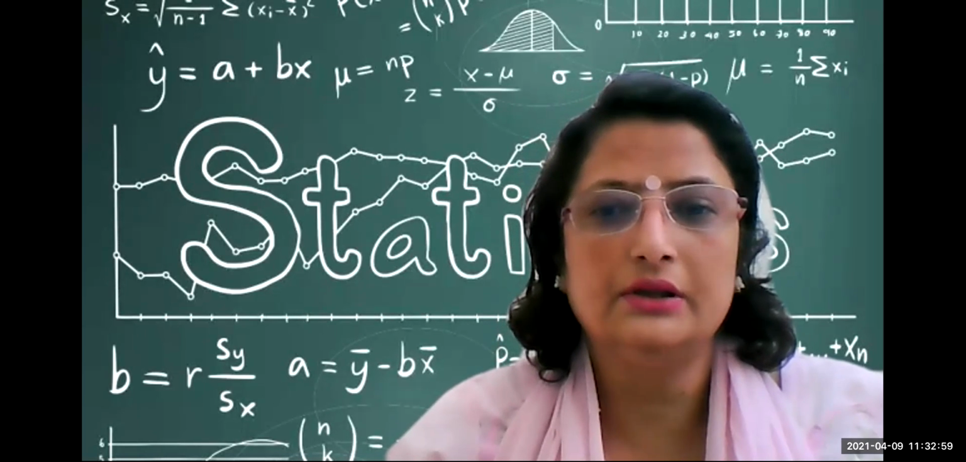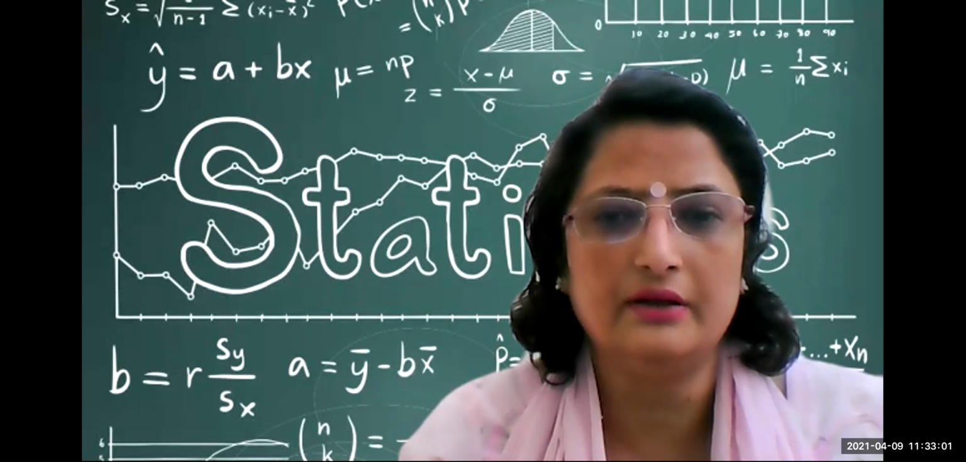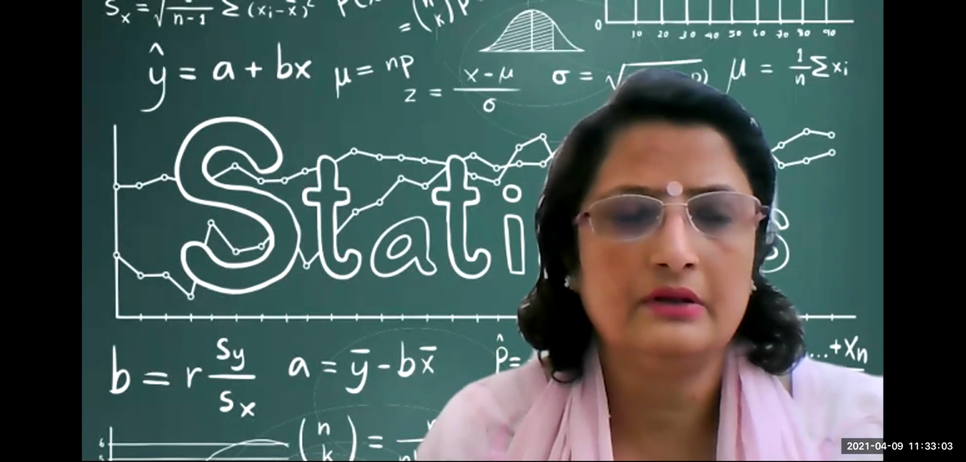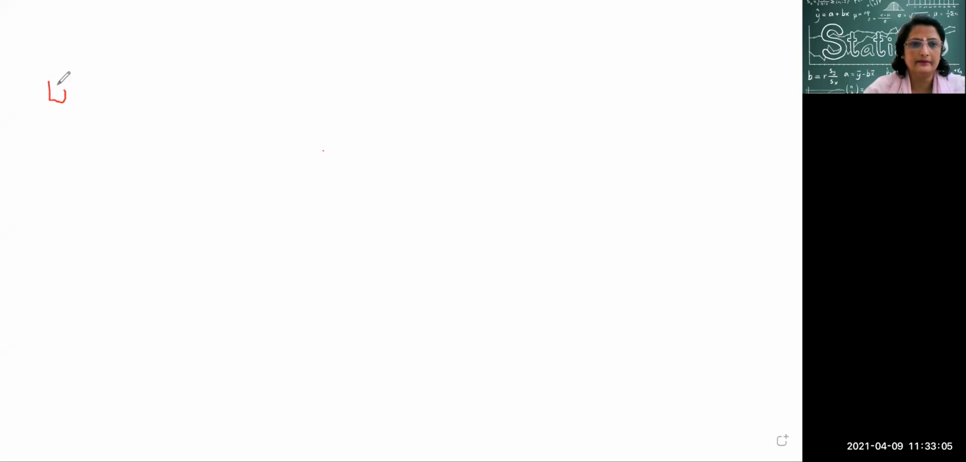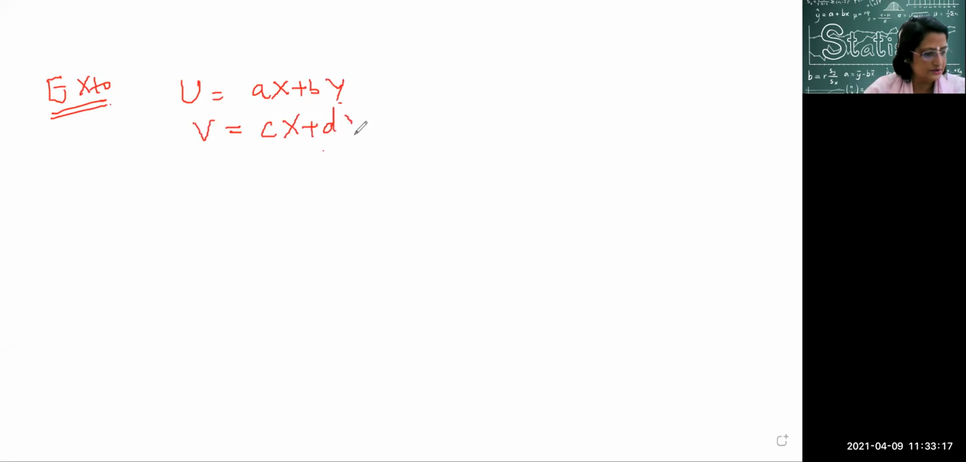So now we will do the next question, next theorem or example related to correlation coefficient. Now we are given u is equal to ax plus by. v is given to be cx plus dy, right?